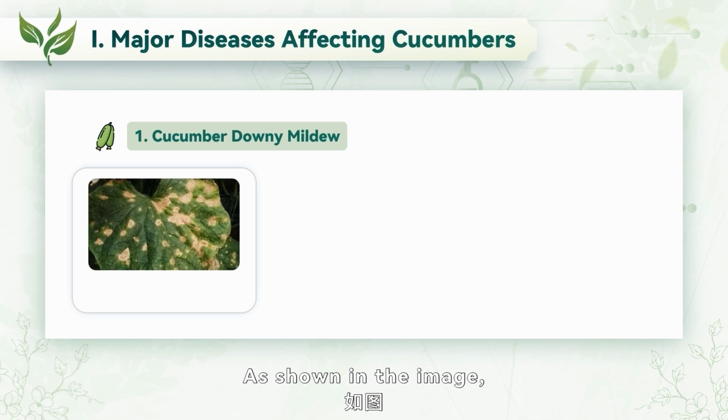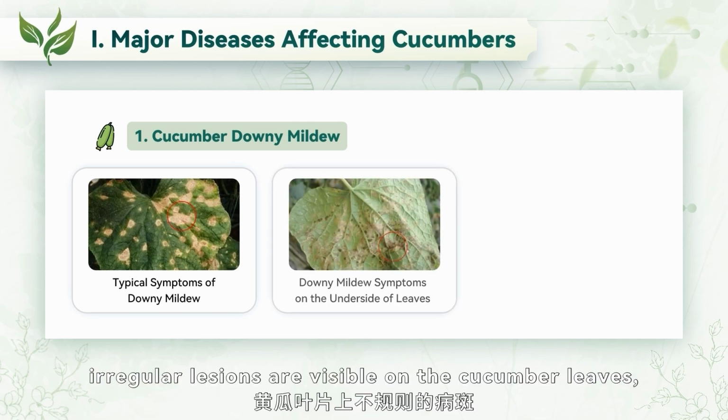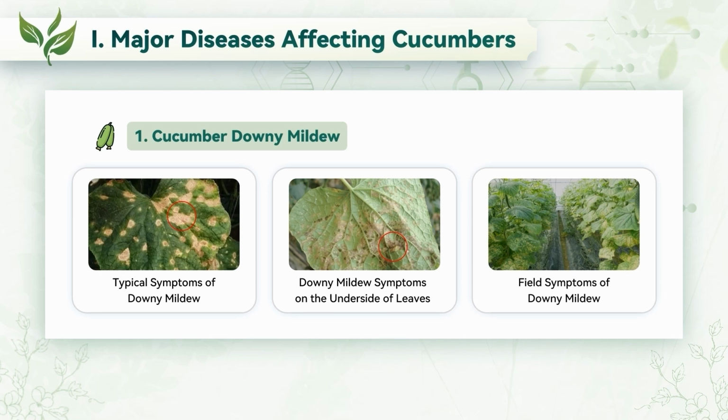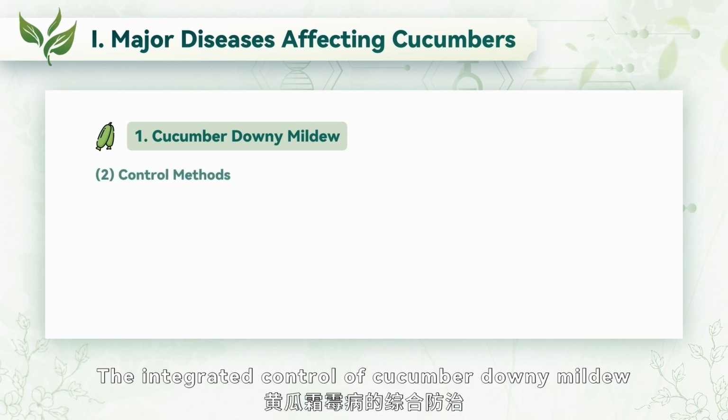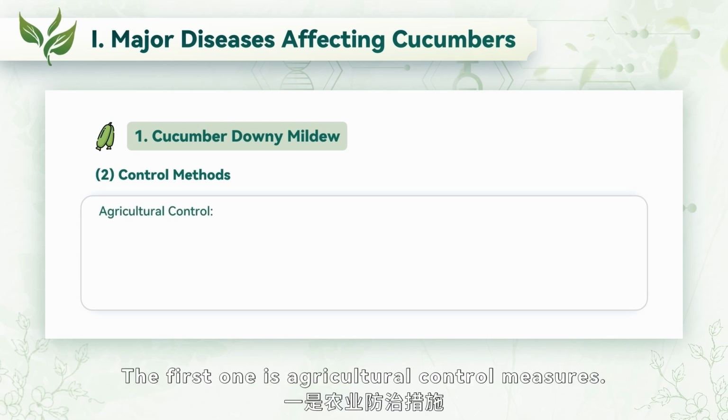As shown in the image, irregular lesions are visible on the cucumber leaves, along with a black mold layer on the underside. The integrated control of cucumber downy mildew mainly focuses on two aspects. The first one is agricultural control measures.